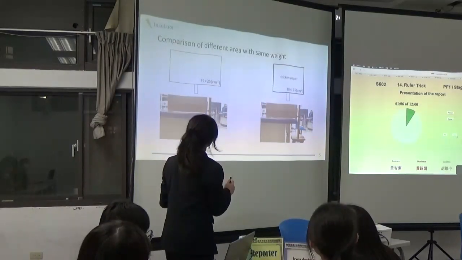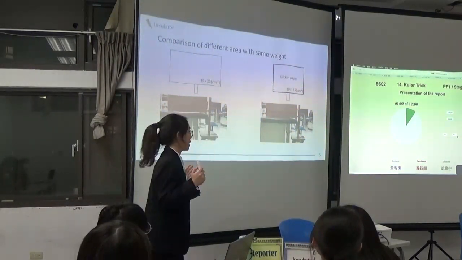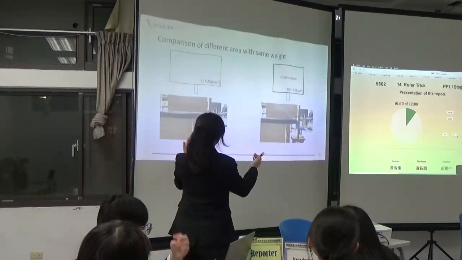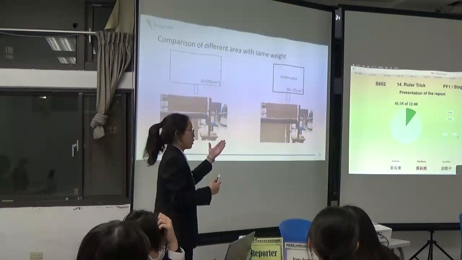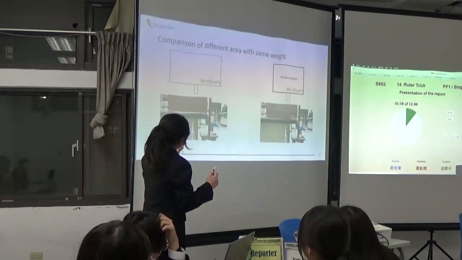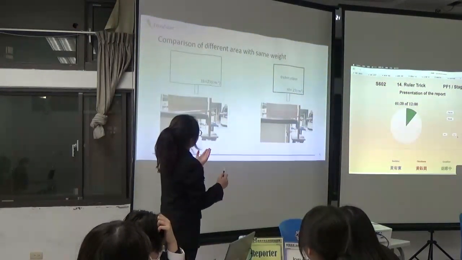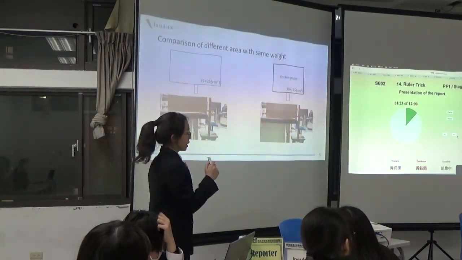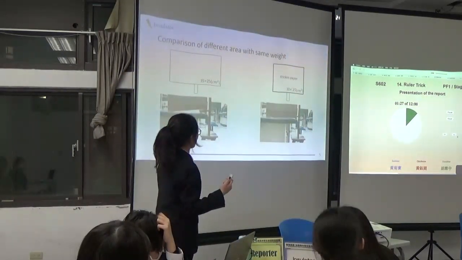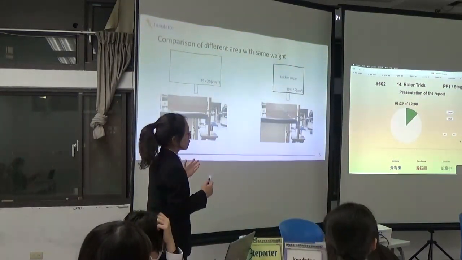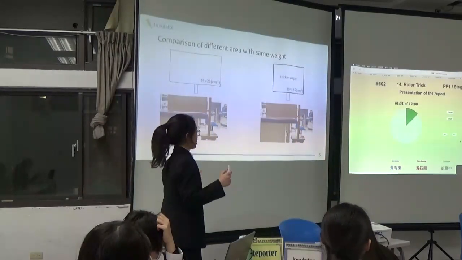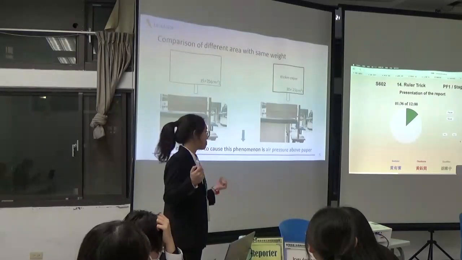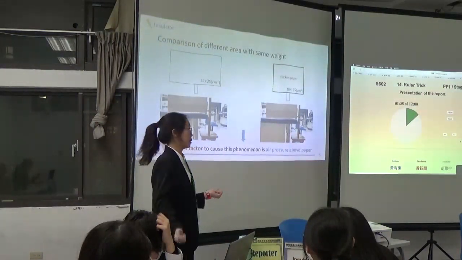The next comparison uses different areas but the same weight. We use the one with a smaller area, and you can see they have the same weight now, but the smaller area will still fall, which means the main source of the force is not the paper itself. So we know that the paper area affects the result, and the thing most connected with the area would be the air pressure. So we can say that the main factor causing this phenomenon is the air pressure above the paper.